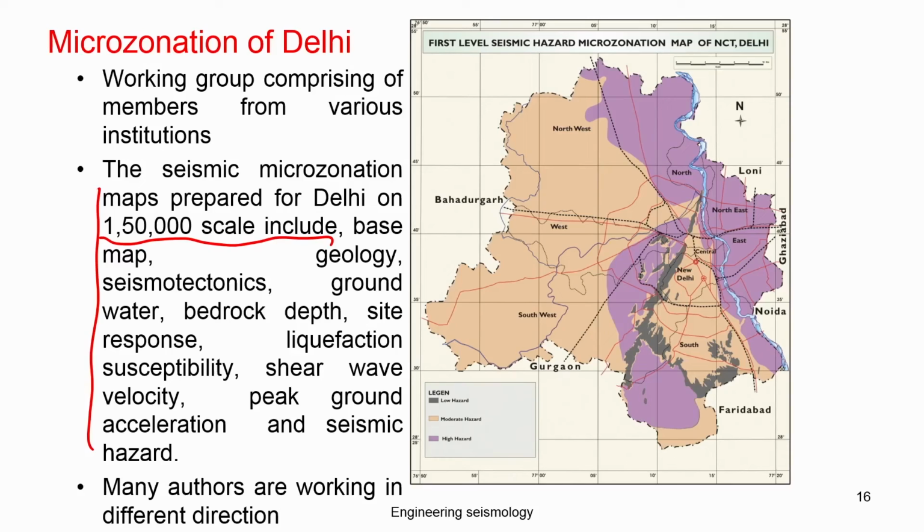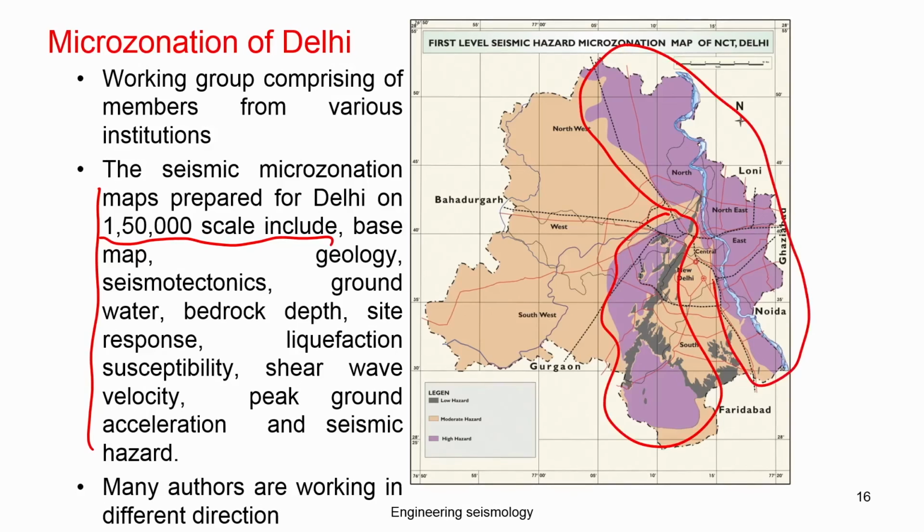Finally, they produced a map which shows low hazard, then moderate hazard and then high hazard. You can see that wherever there was a liquefaction possibility, those places are considered a high hazard region. Wherever the rock outcrop is there, basically shallow bedrock sites, they considered that a low hazard, as amplification and liquefaction may not happen.